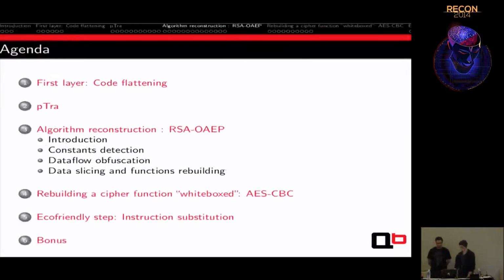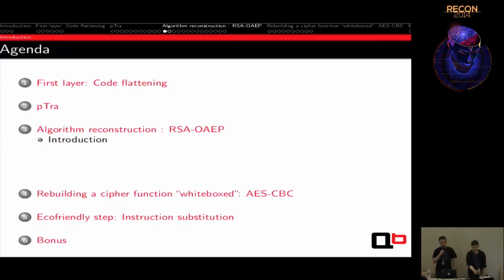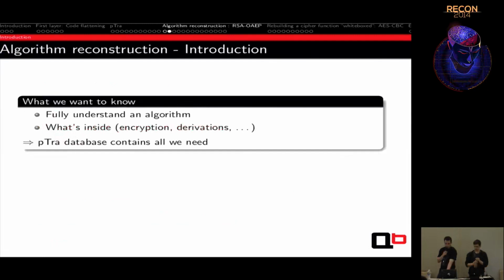So you will continue. Back to the DRM case. Okay. So now, back to the DRM. In introduction, what we want, to try to understand all the DRM code, is to fully understand an algorithm that produces a block of data, potentially some crypto or compression, and to understand what is inside: all encryption functions involved in it, and all derivation of data, etc. So what we can say is the Petra database contains all we need, because we instrumented all the code that produces the block.